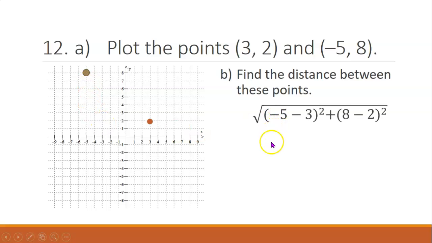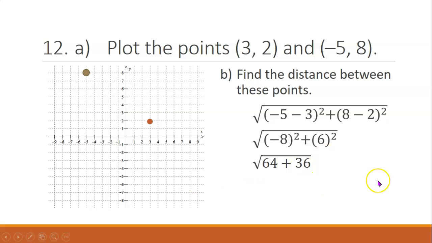Using the distance formula, we take the square root of x coordinate minus x coordinate squared plus y coordinate minus y coordinate squared. So negative 5 minus 3 is negative 8, and 8 minus 2 is 6. And both of those numbers get squared. Negative 8 squared is positive 64, because remember, a negative times itself comes out positive, and 6 squared is 36. Next, we add those together to get 100, and then the square root of 100 is 10.